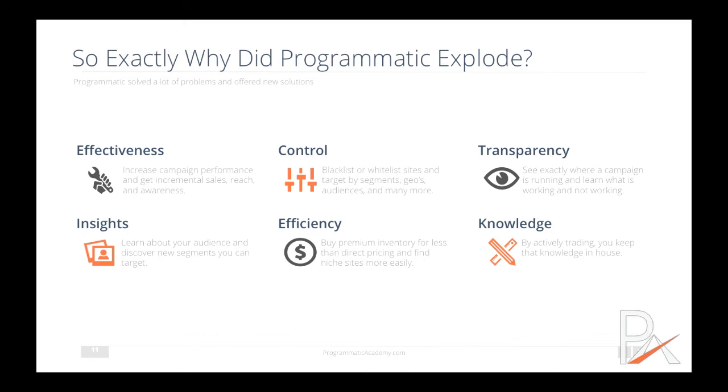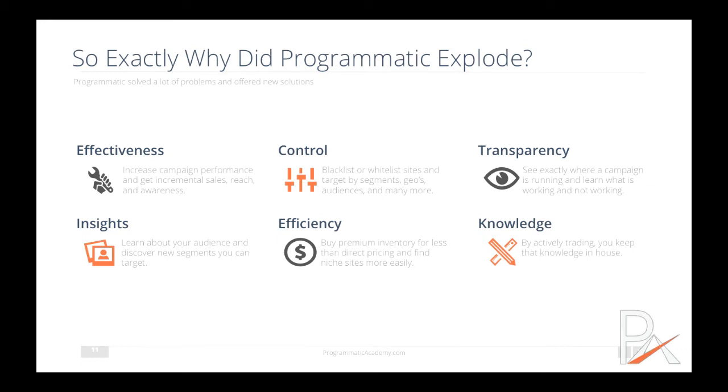Effectiveness, because the campaign performs better when you're hitting the right target. You get incremental sales, reach, awareness, etc. Control, because in a lot of cases, as we'll see with agency trading desks, we're no longer outsourcing the buying of the media, or the audience in this case, to the vendor, the publisher. We're doing a lot of that in-house, so we get to see everything. We get to control how the campaign runs, and not only that, within the platform itself, you have a lot of options for blacklisting, whitelisting, segments, geographies, audiences, etc.